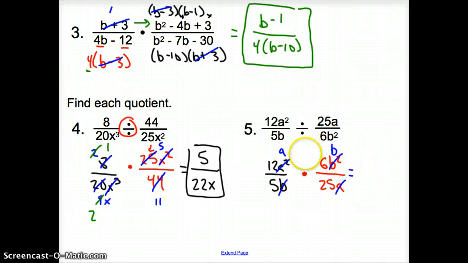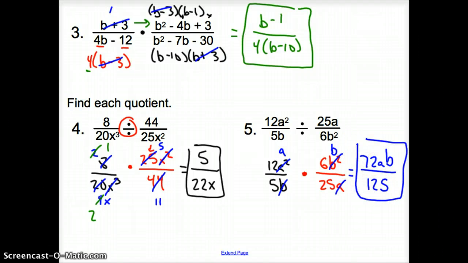So now if we multiply across, 12 times 6 is 72. I have an a and I have a b left. That's going to go over 5 times 25 is 125. So your final answer is this guy right here. Notice, ladies and gentlemen, that we have to flip before we multiply, because if we look right here, we could have ended up disastrous if we would have crossed off the 5 and the 25. So make sure when you see a division sign, you flip and you multiply.